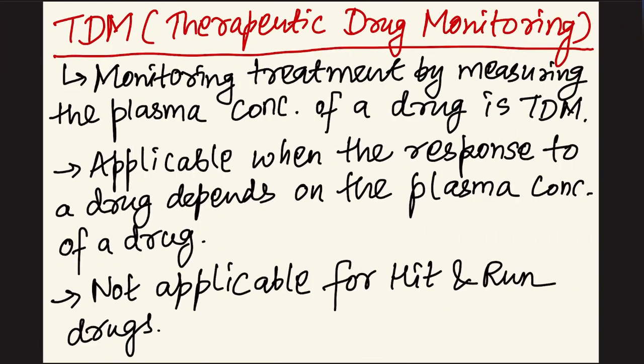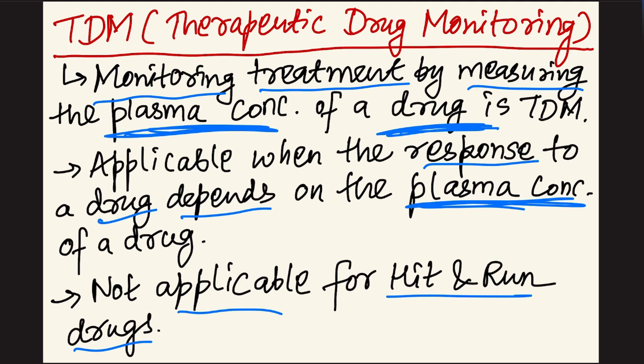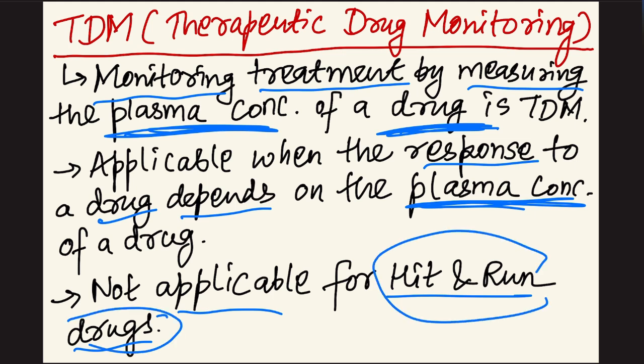Now coming to the next topic, that is therapeutic drug monitoring. It is actually a part of pharmacokinetics and it basically means the monitoring of the treatment by measuring the plasma concentration of the drug. So it is applicable only for those drugs where the response of the drug depends directly on the plasma concentration. Hence it is not applicable for hit and run drugs, because in hit and run drugs, as we know, the drugs will have the effect even if the plasma concentration is zero. It is applicable only for those drugs where the response is directly proportional to the plasma concentration of that particular drug, and where we are not able to measure the effect.